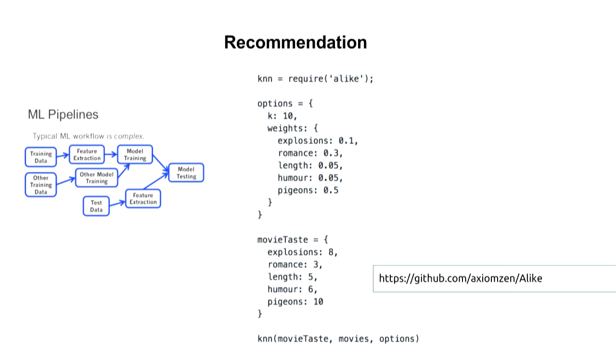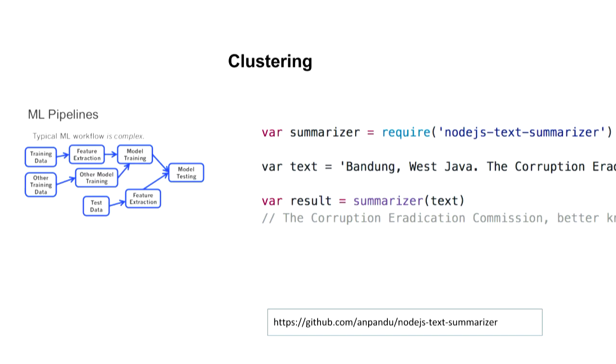Let's say recommendation, right? You want to create a recommendation system. You want to create machine learning for your products, for example e-commerce, right? People who bought this product may buy this one. We can do this with Recommendation, which is a package already implemented in JavaScript.